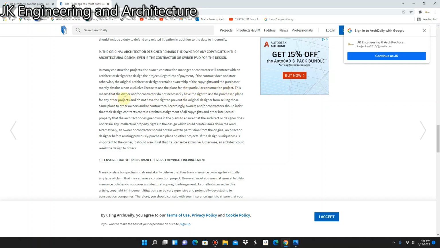This means that the owner and or contractor do not necessarily have the right to use the purchased plans for any other projects and do not have the right to prevent the original designer from selling those same plans to other owners and or contractors, right? So there it is.